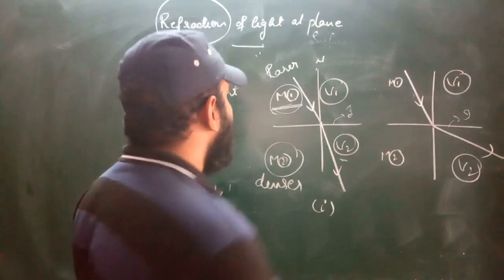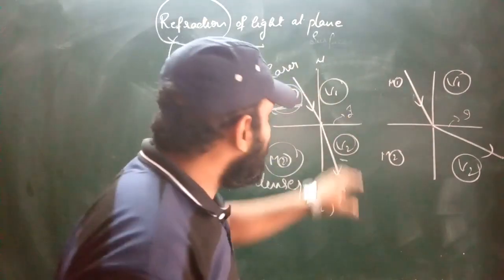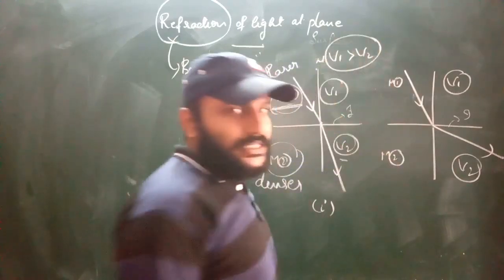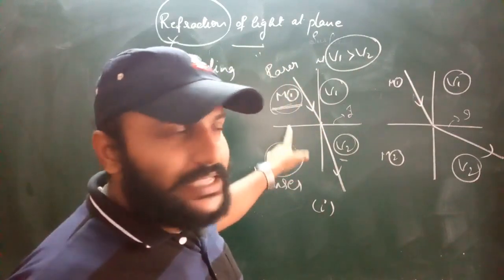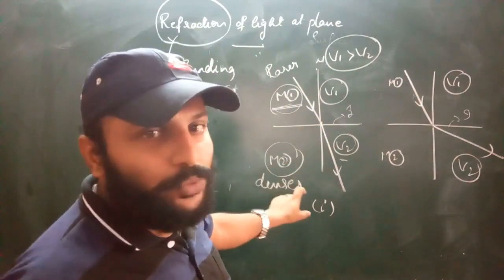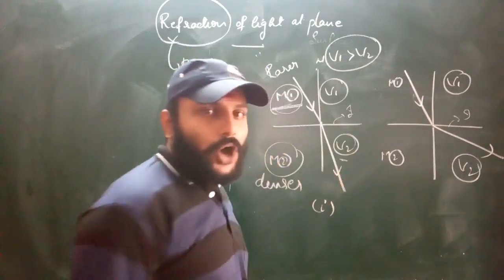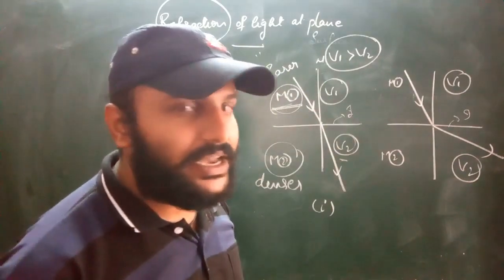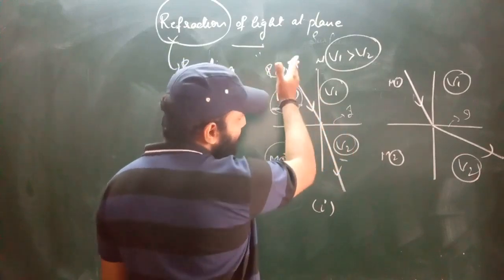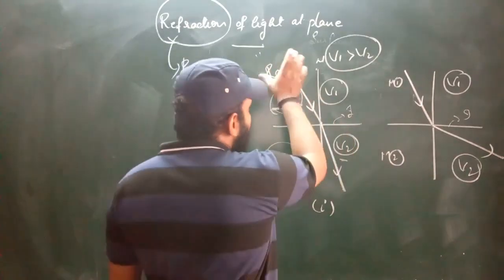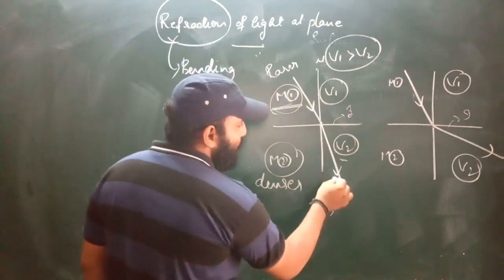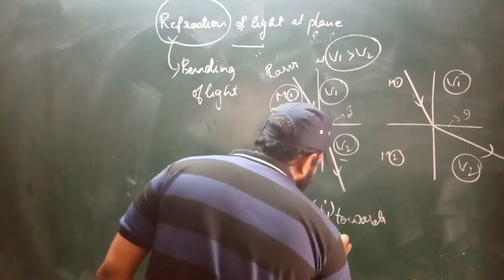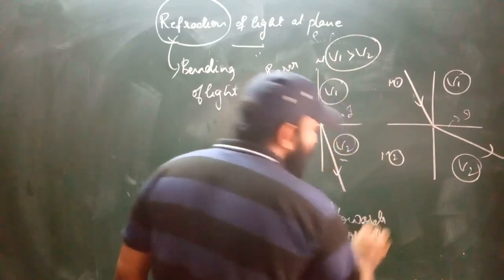When the light ray travels from rarer to denser, we have observed that velocity v1 is greater than velocity v2. The velocity of the light ray in medium 1 is greater than the velocity in medium 2, which means it is coming closer to the normal. So medium 2 acts as the denser medium and medium 1 acts as the rarer medium. So when a light ray travels from rarer to denser, it bends towards the normal.